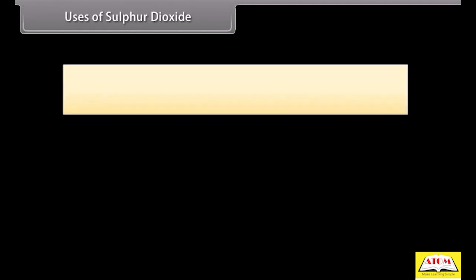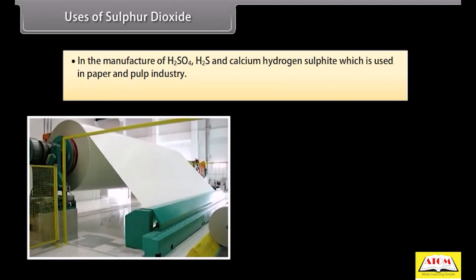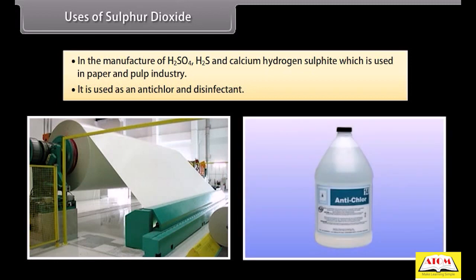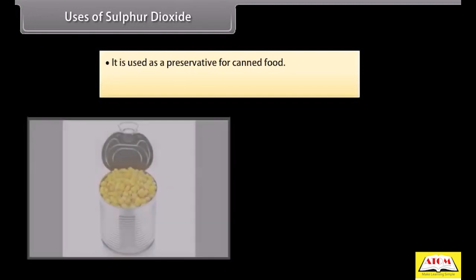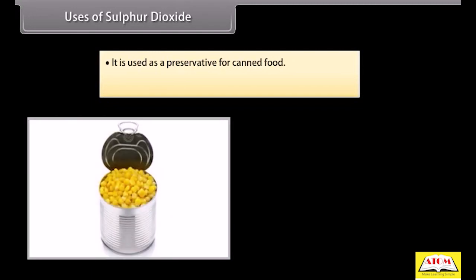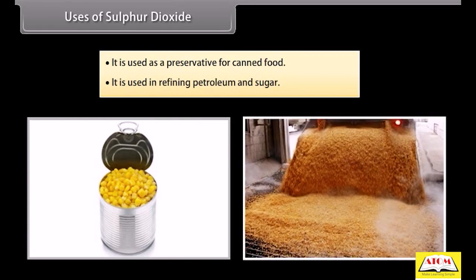Uses of sulfur dioxide. The important uses of sulfur dioxide are the following. In the manufacture of H2SO4, H2S and calcium hydrogen sulfite, which is used in the paper and pulp industry. It is used as an anti-chlor and disinfectant. It is used as a preservative for canned food. It is used in refining petroleum and sugar.